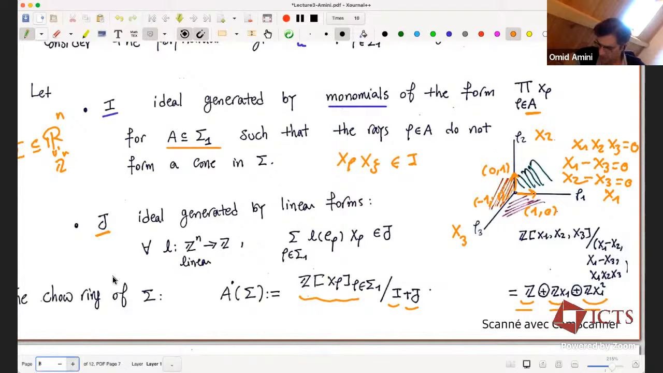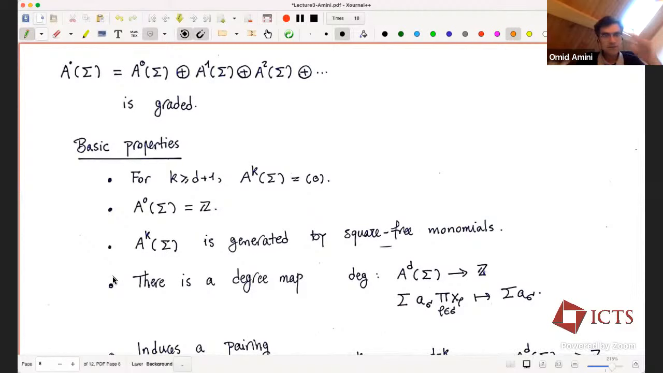And so the first observation is that you start with the polynomial ring, which is graded by the degree of the monomials, and every relation you put was also homogeneous. The first relation was just the monomials, you were putting some of the monomials to be equal to zero, and the second one was just a linear relation, which is a polynomial of degree one. So the first observation is that this ring is a graded ring.